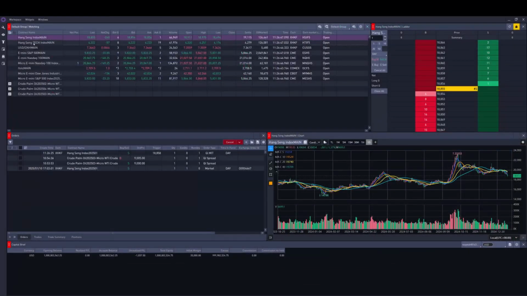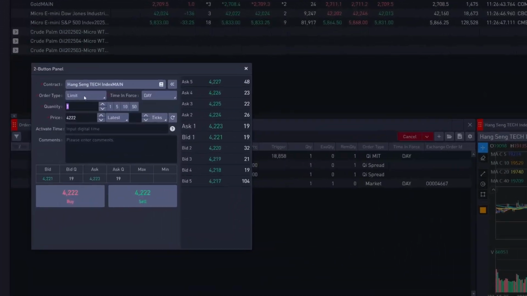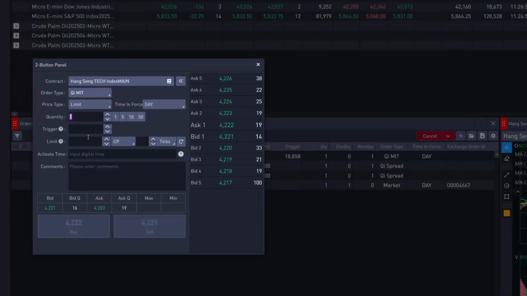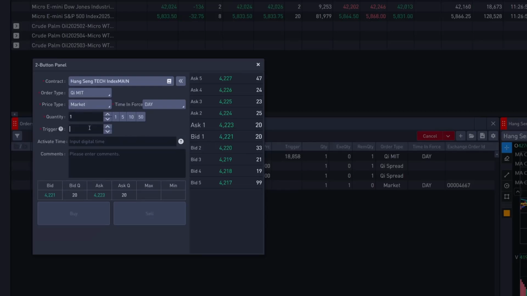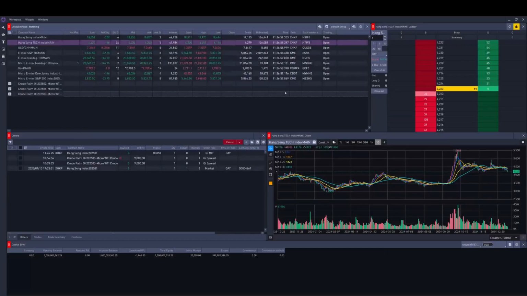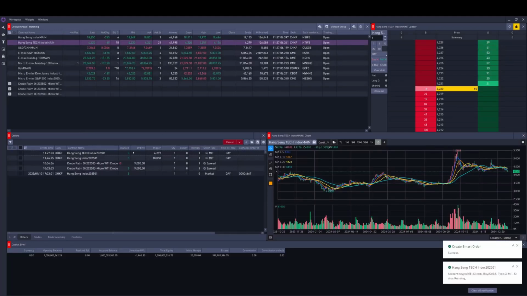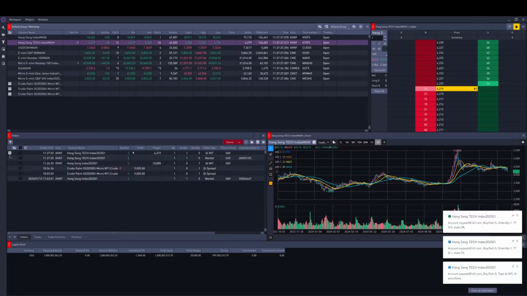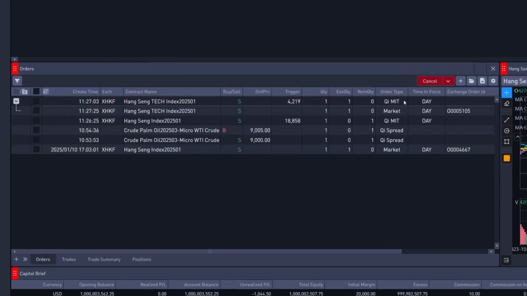Let's sell a QIT market order. We only need to enter the trigger price and the order will be executed at the market price. Once the QIT market order is triggered, you can see that it has a suborder. The suborder is also a market order.